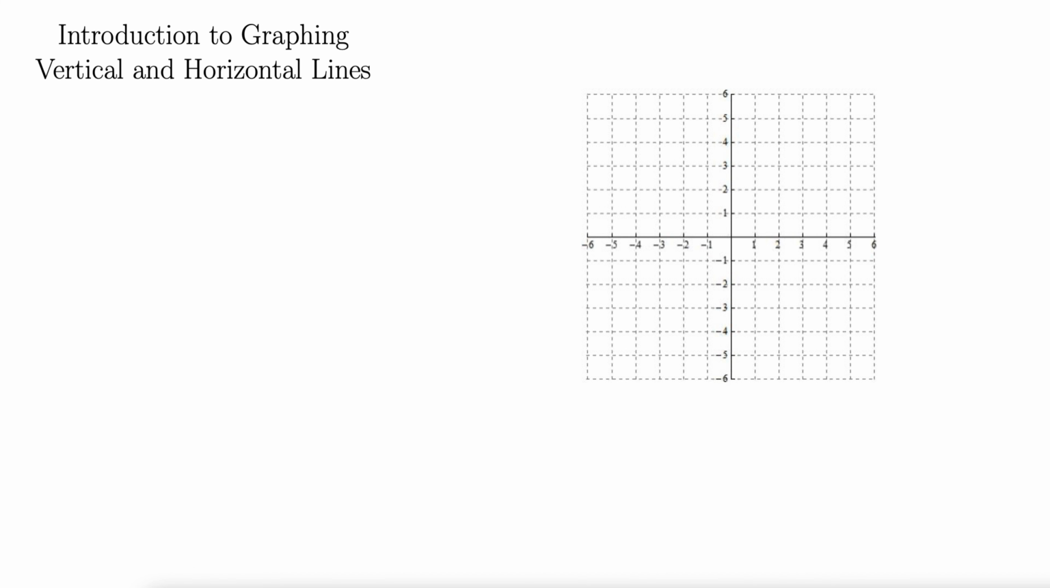In this video, we want to talk about graphing vertical and horizontal lines. So let's start with a horizontal line. For instance, y equals 5 is a good example. What this means when we say something like y equals 5 is that no matter what x is, y is always 5. Okay, so this is telling us that y is always 5.